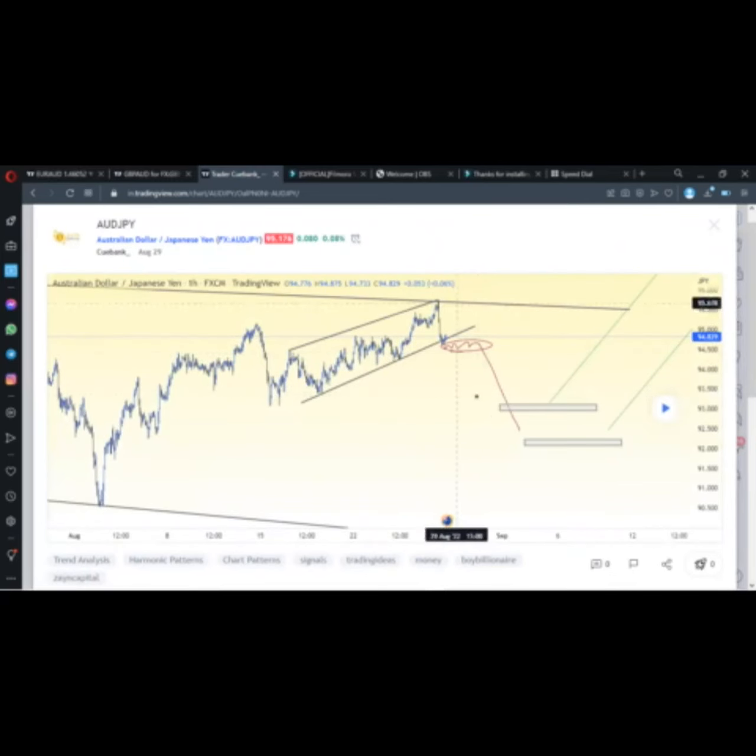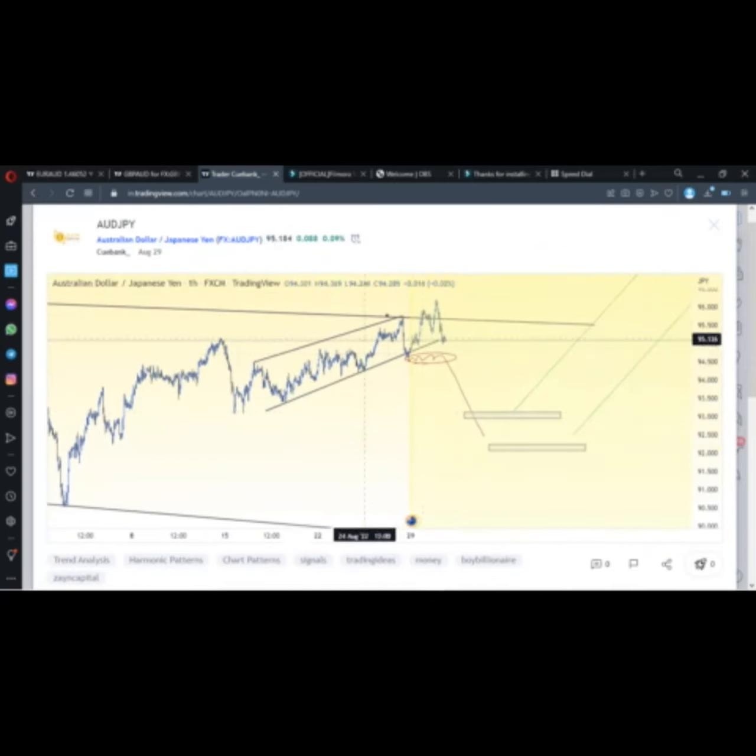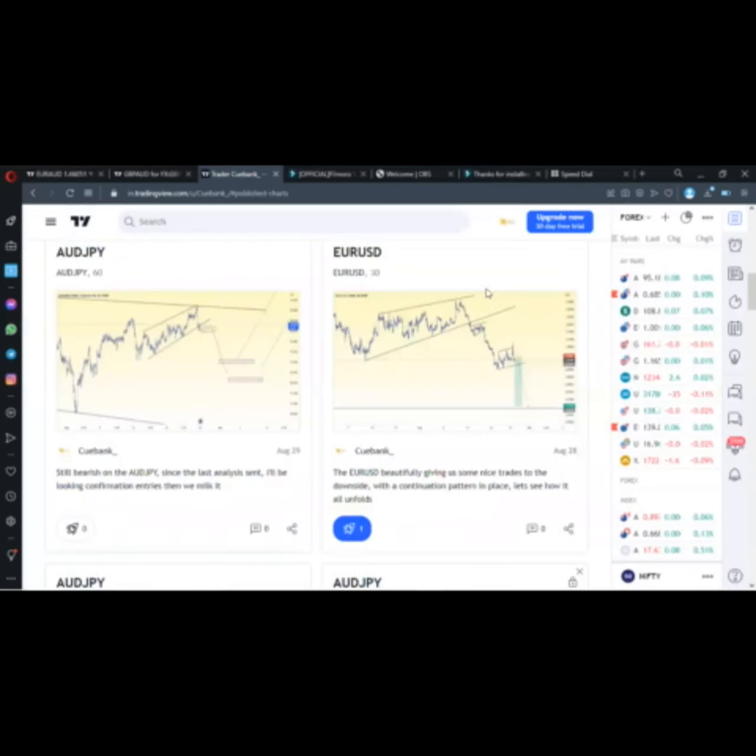So we anticipated like a mini correction before its downside. It continued higher, creating an even further correction. I'm still bearish biased, so definitely still looking for sales on the Audjpy until I'm proven otherwise.